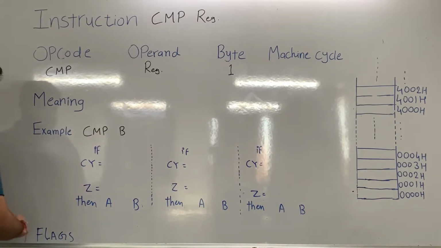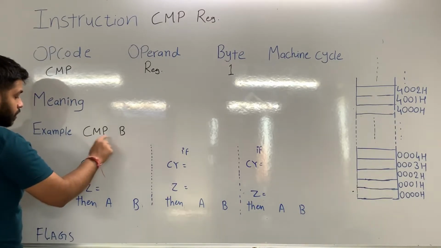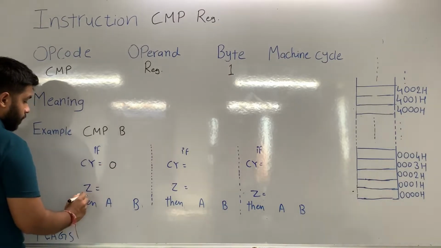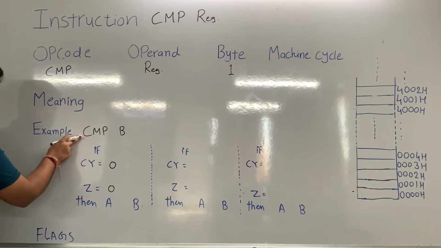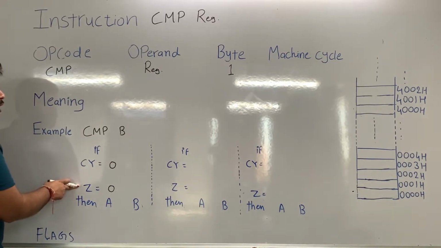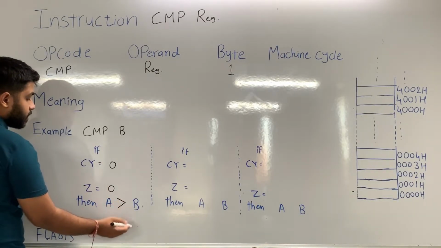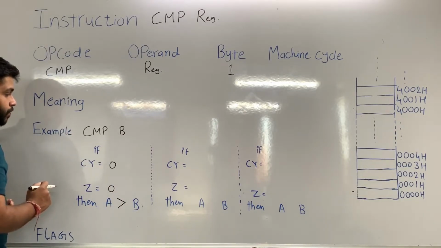So let's see the first case. Suppose after executing the compare B instruction, the carry flag is 0 and the zero flag is also 0. It means the content of accumulator is greater than the content of B. It means our answer is positive.